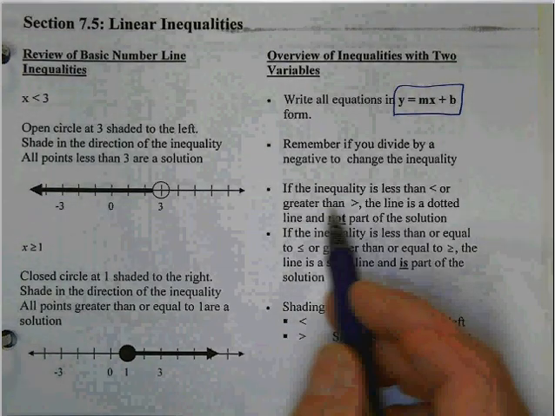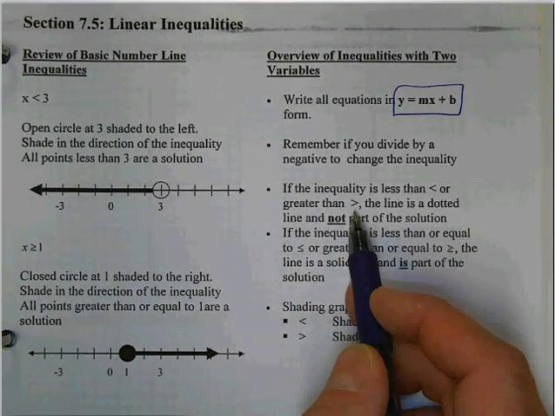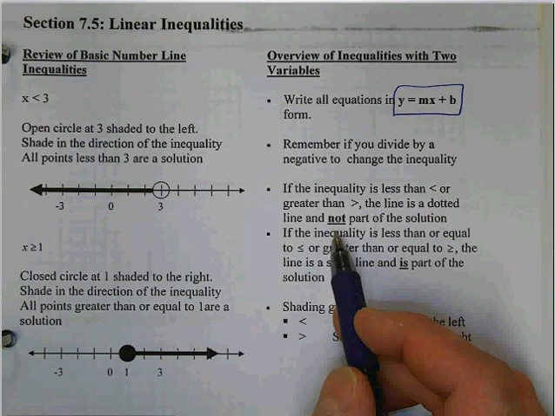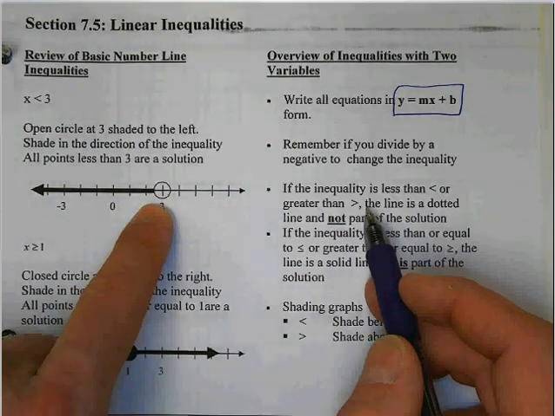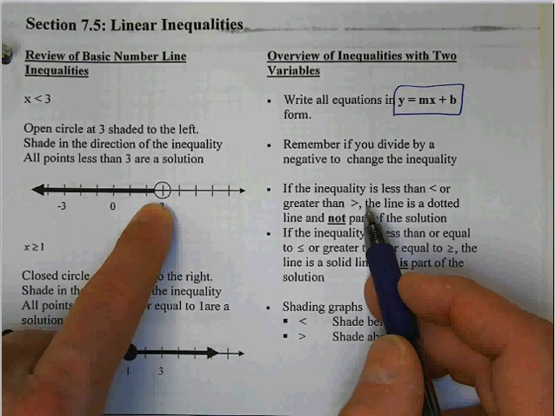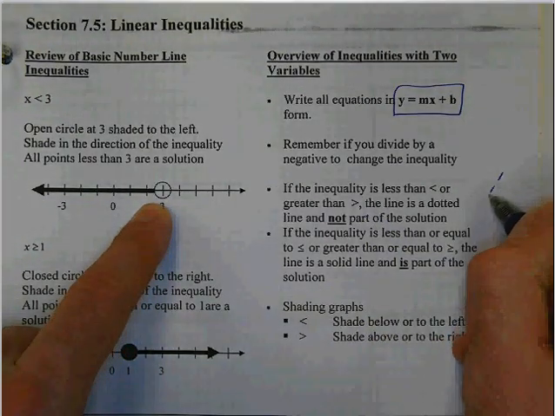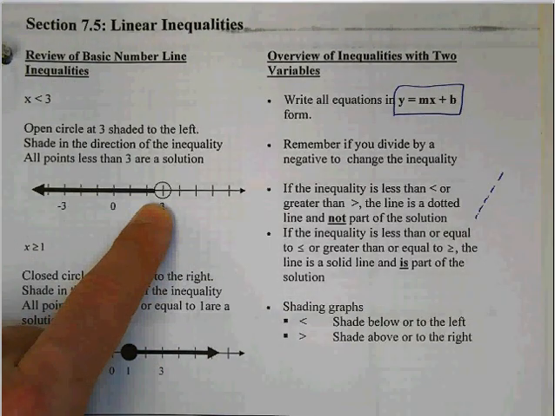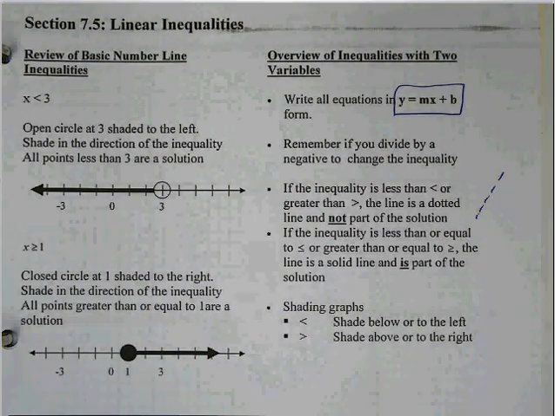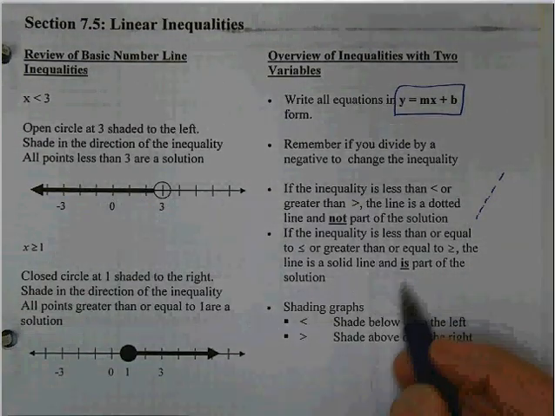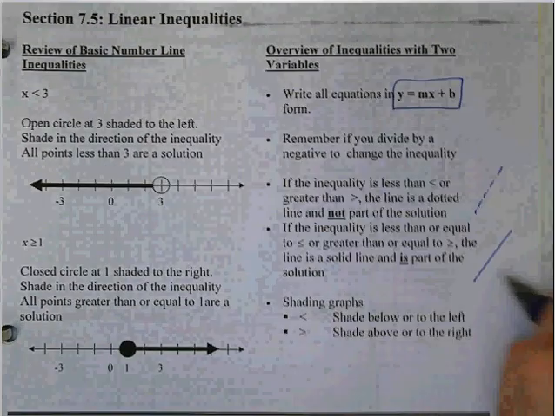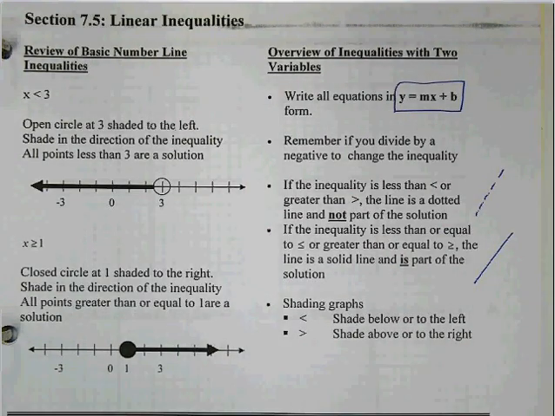All right. It says if the inequality is less than or greater than, the line is a dotted line and not part of the solution. You remember less than or greater than used to be an open circle? An open circle on a graph is a dotted line. So remember how with an open circle we went up to the circle but we didn't include it? Imagine going up to a line but not including the line. That makes sense? And then an equal sign is going to be a solid line. That means we go up to the line and we include the line.